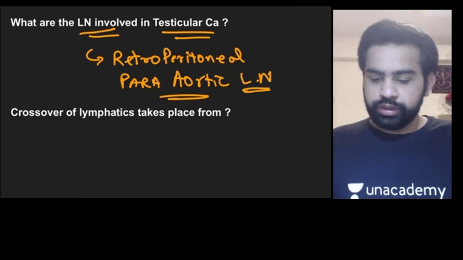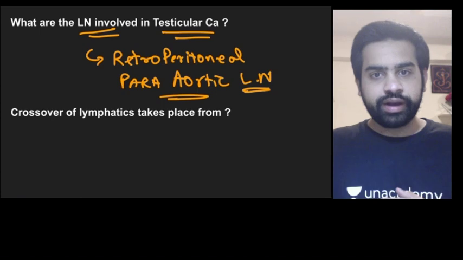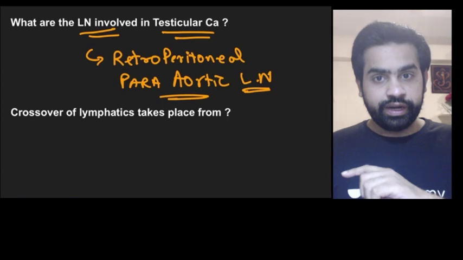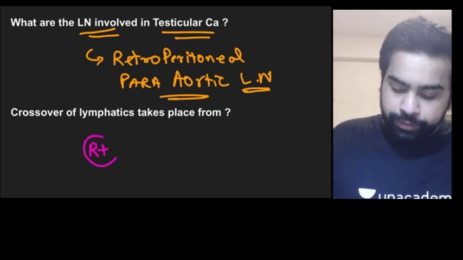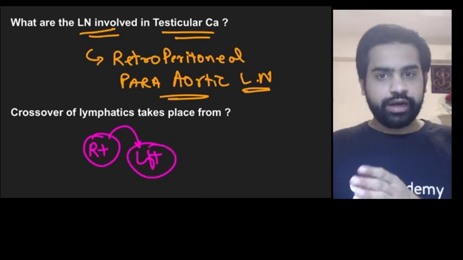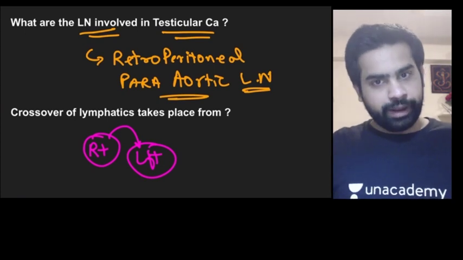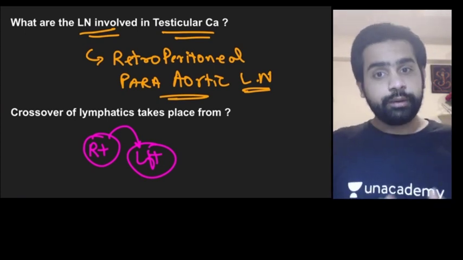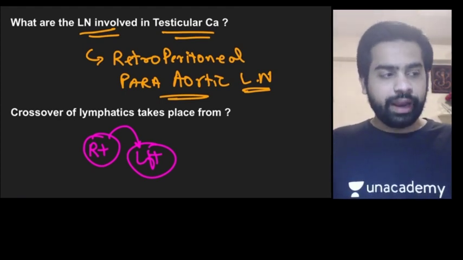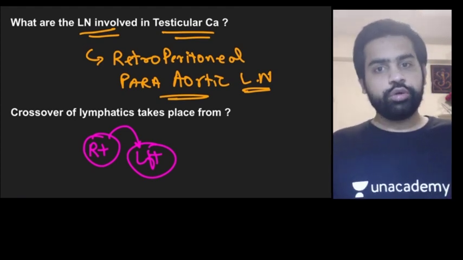And this is something which you may not know, but please understand, there can be a crossover of the lymphatics. So the right side and the left side, can they cross over? The answer is yes, but they can cross over only in one direction: from the right to the left side. They cannot cross over from the left to the right side. So for example, if you have a right side testicular tumor, you will have right side para-aortic lymph nodes involved, and ultimately you can end up having left side para-aortic lymph nodes involved. But if you have a left sided testicular tumor, you will never have right sided para-aortic lymph nodes involved.